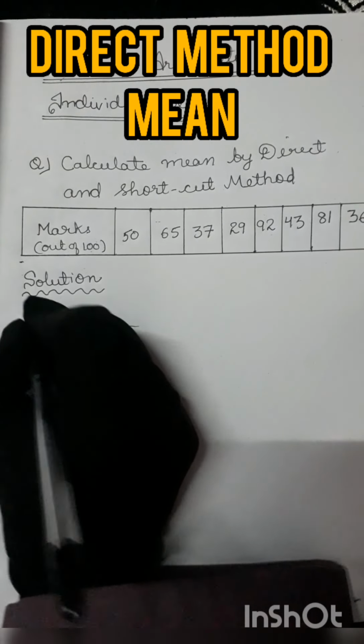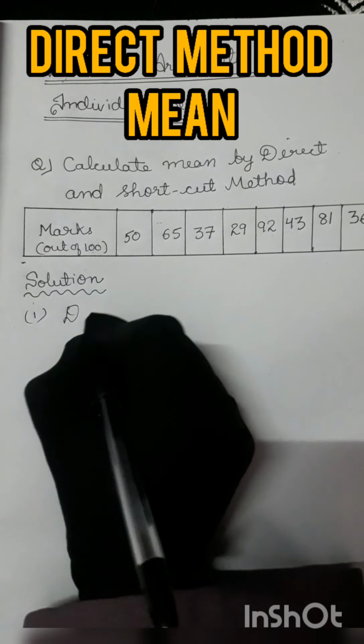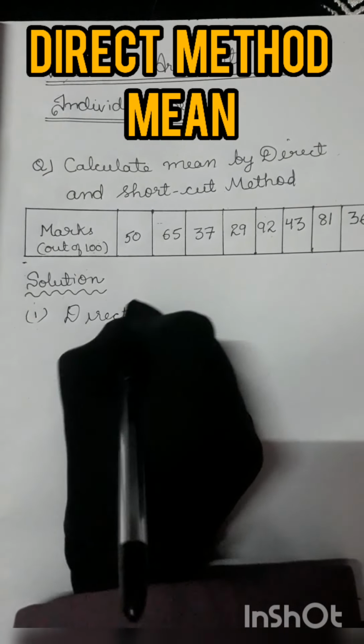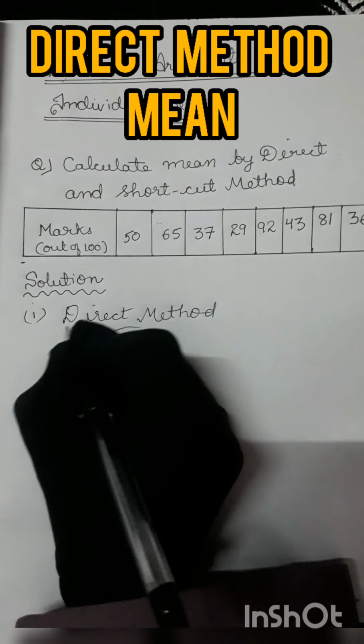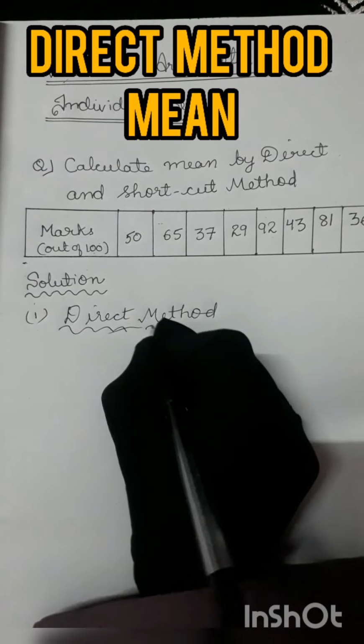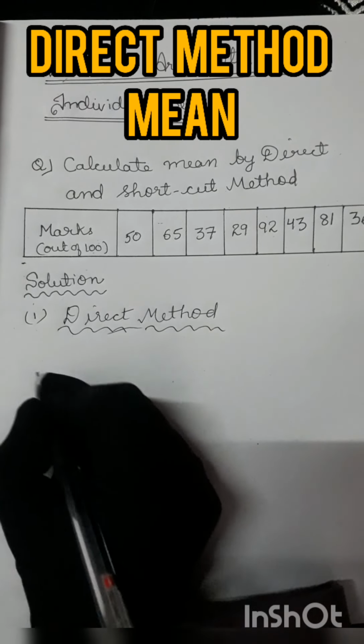Mean is also known as arithmetic mean. Look at the question, calculate mean by direct and shortcut method. So in this question there is only one line in the question, so it is clear that we have to solve by using individual method. First we are going to solve this question by using direct method.